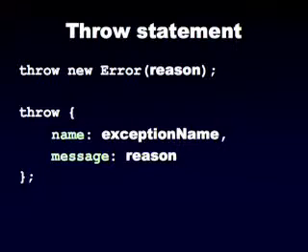JavaScript has a throw statement, so you can throw an exception from your code. You can generate an exception object by calling the new constructor. Or you can use an object literal and make one in place if you don't want to go to that trouble. And we'll talk more about object literals as we go on.